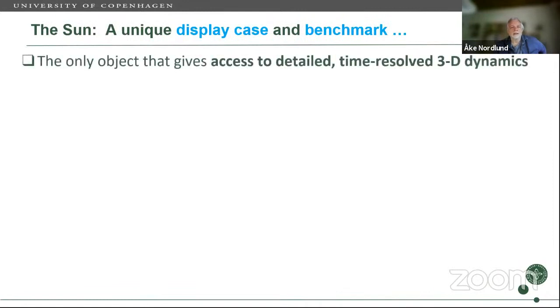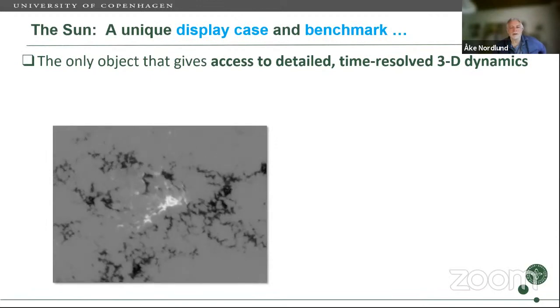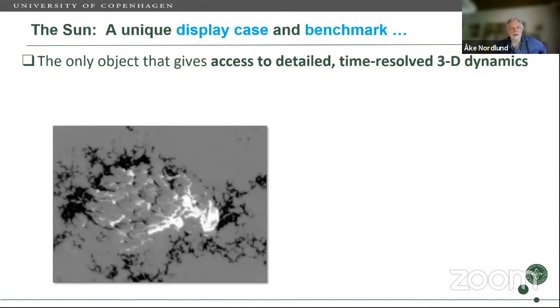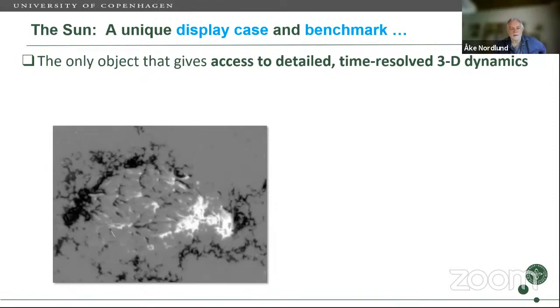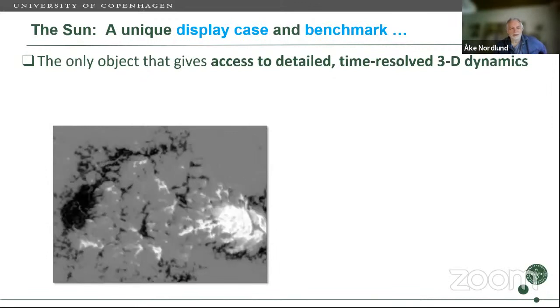And the sun is an actual display case. It's a perfect benchmark. Because if you think about it, it's really the only object in the universe that gives us a detailed time-resolved 3D display of dynamics. Here's a movie showing observations. It could really nowadays be a movie showing simulations. It's hard to tell the difference nowadays.